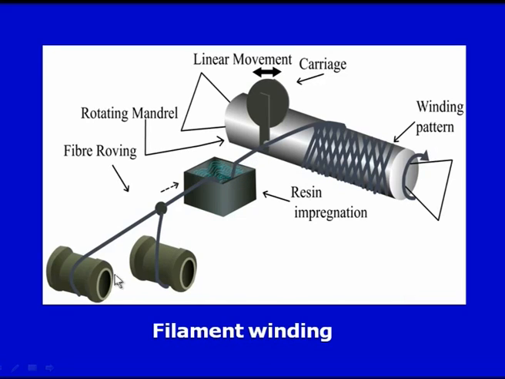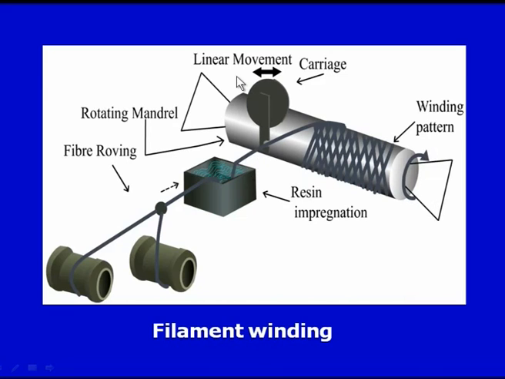From these creels, the fibers are coming dry. When they get impregnated with resin, they have both the resin and the fiber. The fibers are carrying the resin with them, and these resin impregnated fibers move through the eye of the carriage. This is our total carriage, and it has a linear movement along the axis of the rotating mandrel. This is the rotating mandrel and this is the axis of rotation.